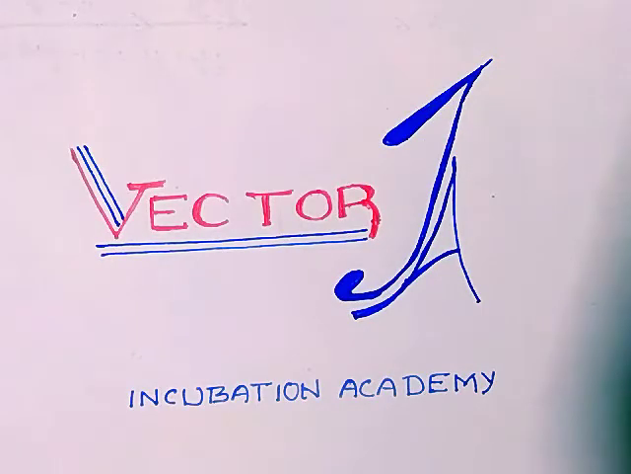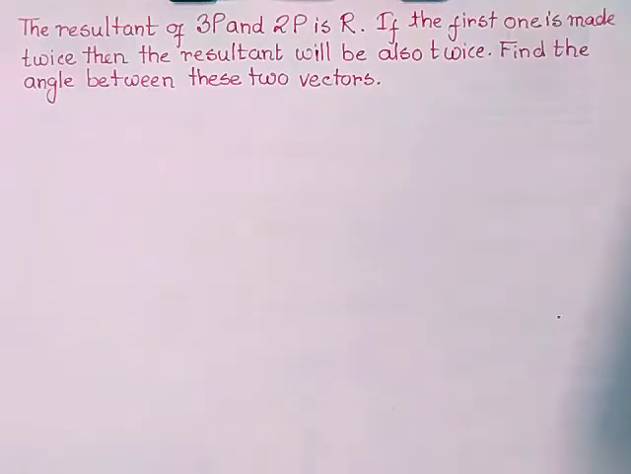So, without wasting time, we just go for the numericals. The first problem is: the resultant of 3p and 2p is r.